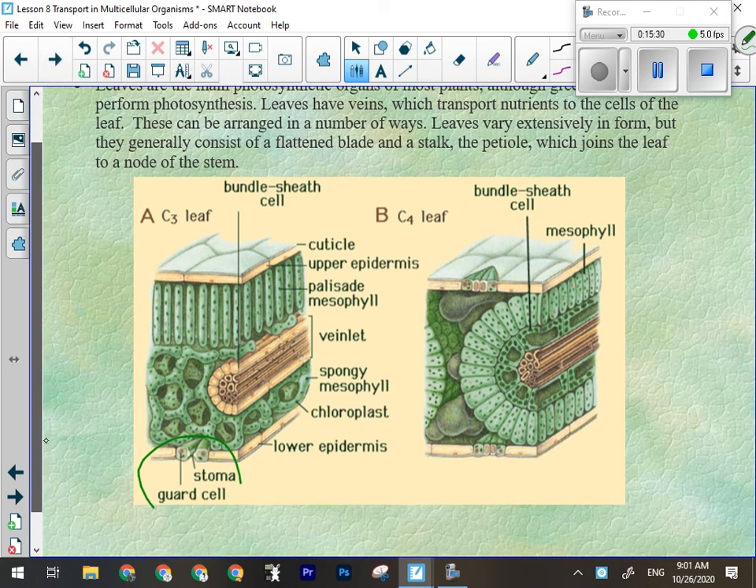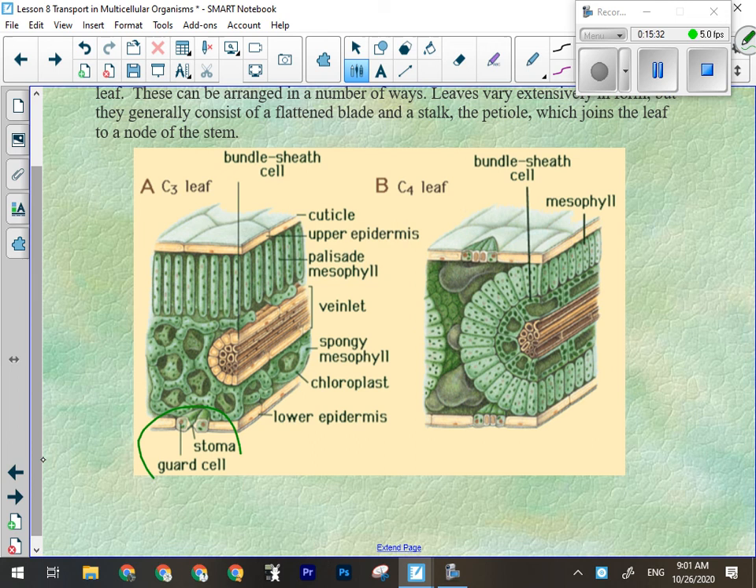Now, the other part of this, and for some reason I don't have a picture of it, but if we were looking at a leaf, that's not too bad. This would be the blade.